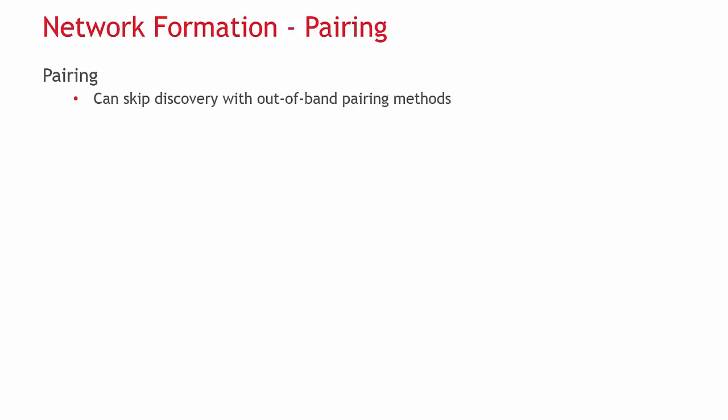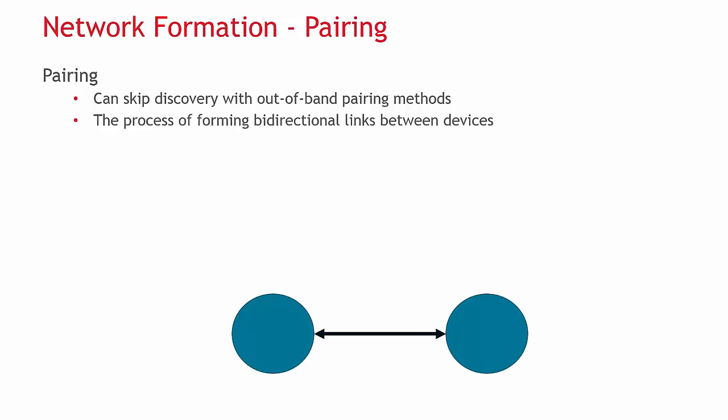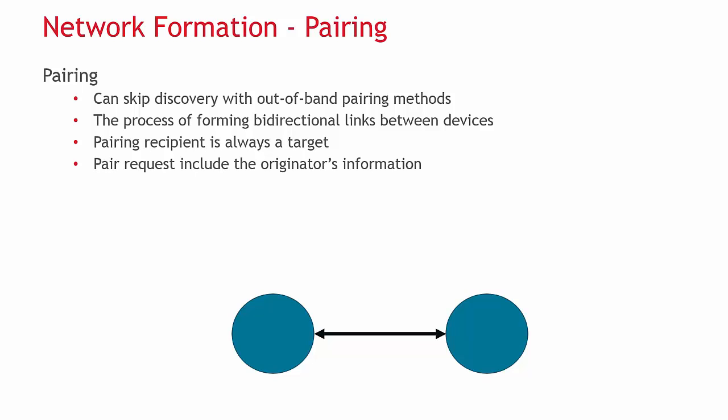After the discovery portion of network formation, the pairing process will take place. It is also important to note that by using a different out-of-band pairing method, such as a unique per-device code, you can skip the discovery process and move directly to the pairing process. The pairing process is the forming of bidirectional links between two devices. While the pairing sender can be either a target or a controller, the recipient of the pairing must be a target. During this step, the pair request will include the originator's information in a similar fashion to how the discovery request includes the originator's information.